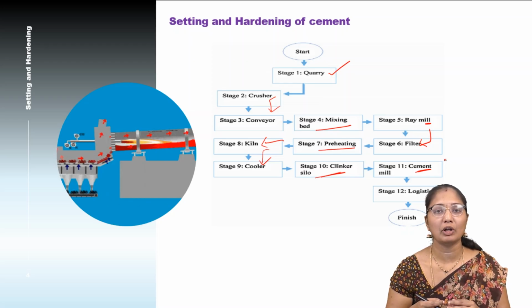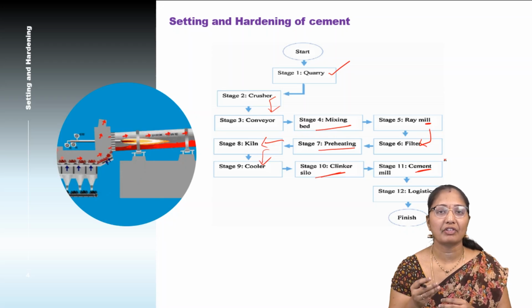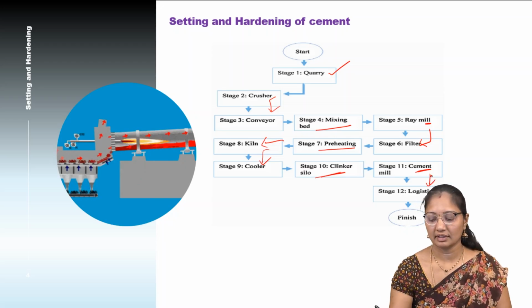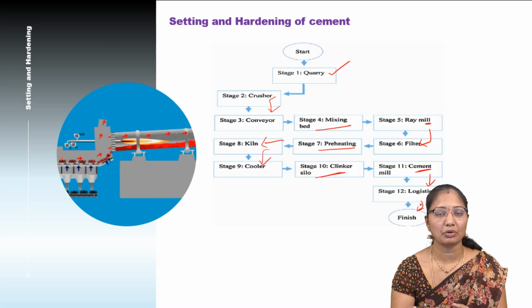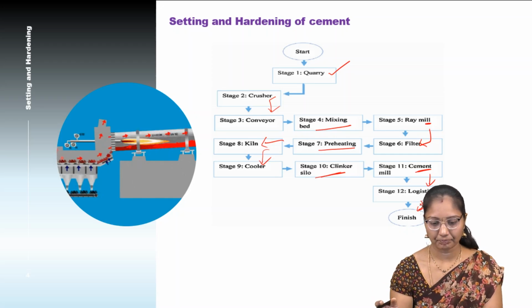It may be through ball milling. In the mill, the clinker is ground into a very fine powder. Then it is transported through logistics. Then it is the final finished product, cement. This is the rough idea of the cement manufacturing process, what happens from the starting quarry to the finished product. This is the process involved in cement manufacturing.